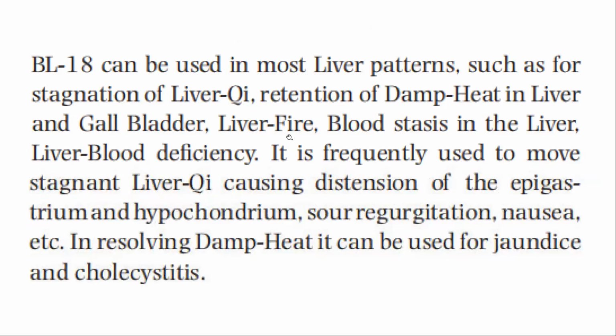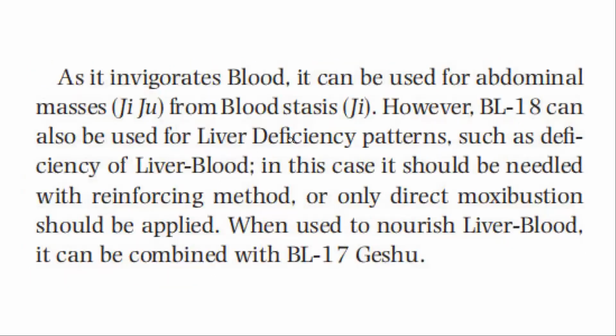Bladder 18 can be used in most liver patterns, such as stagnation of liver qi, retention of damp heat in the liver and gallbladder, liver fire, blood stasis in the liver, and liver blood deficiency. It is frequently used to move stagnant liver qi, causing distension of the epigastrium and hypochondrium, sour regurgitation, nausea, etc. In resolving damp heat, it can be used for jaundice and cholecystitis. As it invigorates blood, it can be used for abdominal masses from blood stasis.